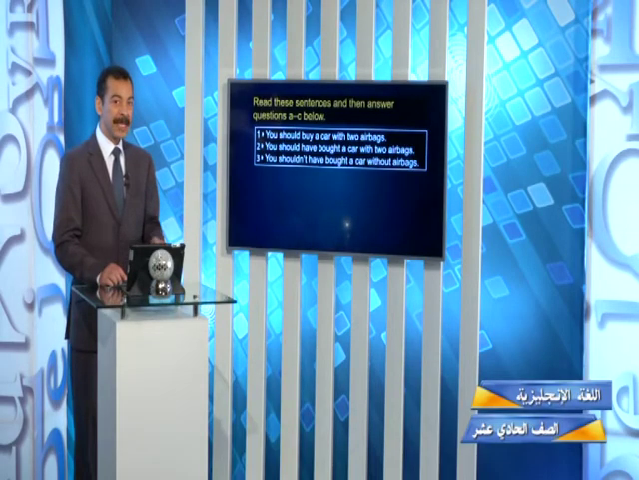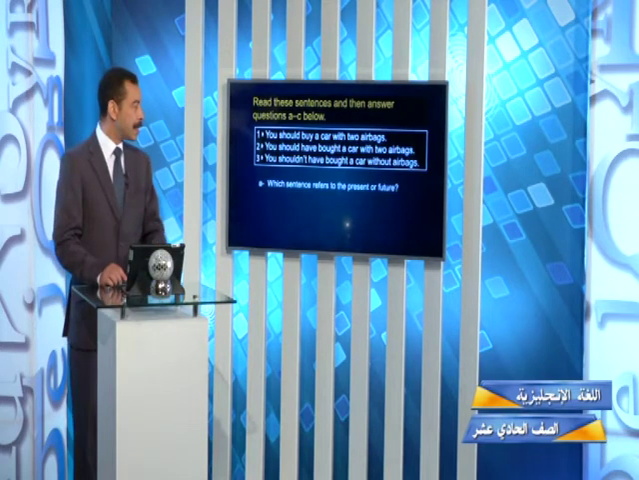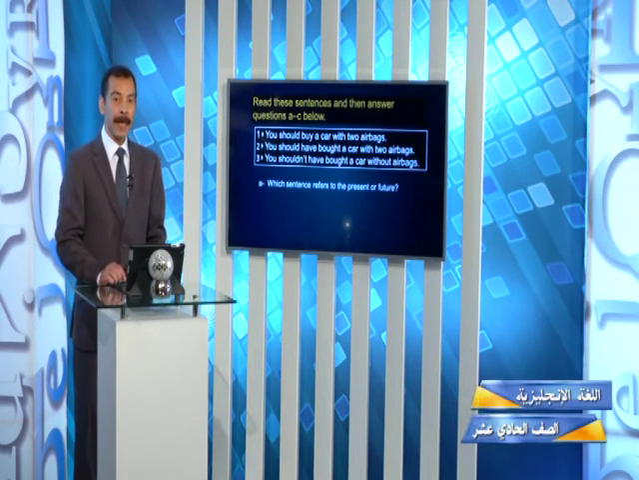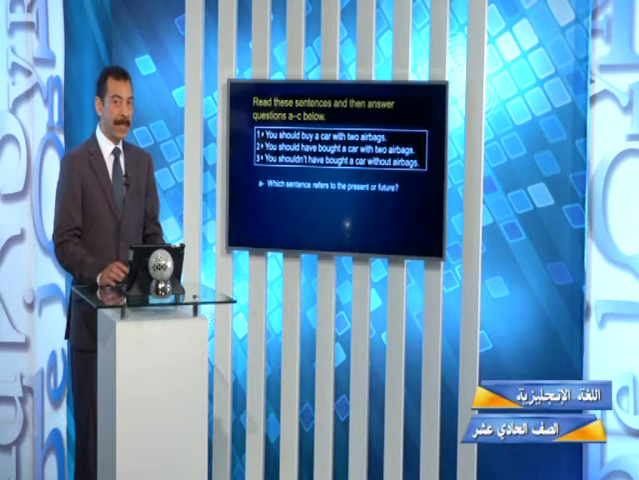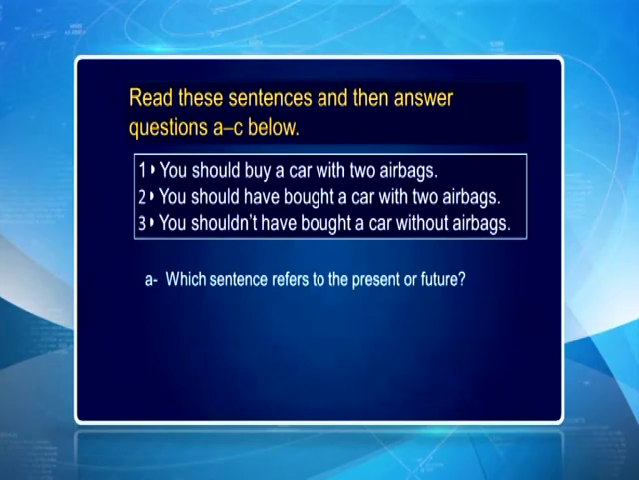And we are going to study, number 1, which sentence refers to the present or future? Is it number 1, 2, or 3? Which sentence talks about a present or future situation? What do you think? Remember, we saw a few minutes ago that when we use the infinitive form after should, it's about a present or future situation. So which sentence has the infinitive or the base form of the verb after should? It is excellent, number 1. You should buy. So it is about the present or future.